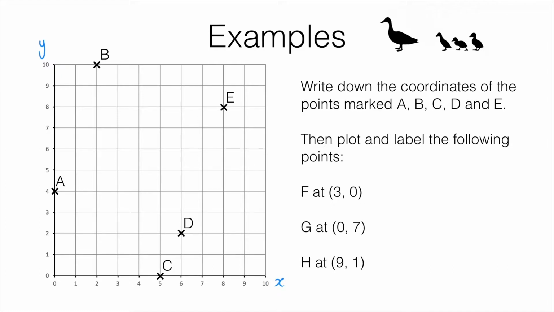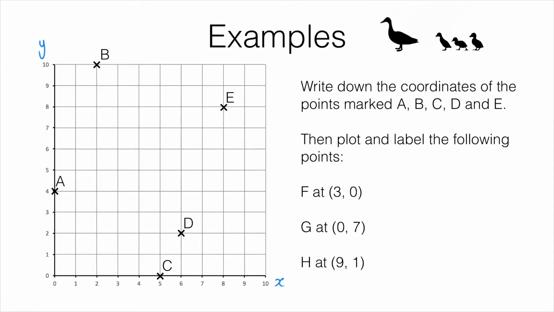Now let's think about how you would describe a position on this grid. Let's take a look at this point here, B. How could you describe where that is on the grid? Well, one way of doing it would be to tell someone we have travelled from the origin 2 squares across and then 10 squares up to get there. Another way of describing it would be to say we've travelled 10 squares up and 2 squares across.